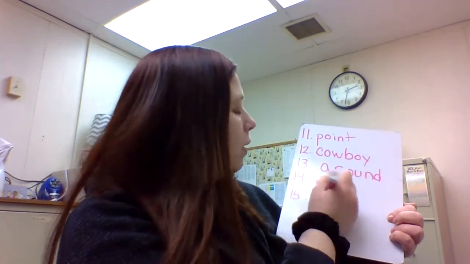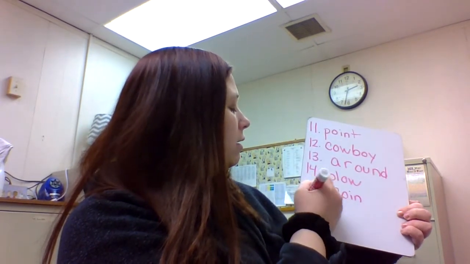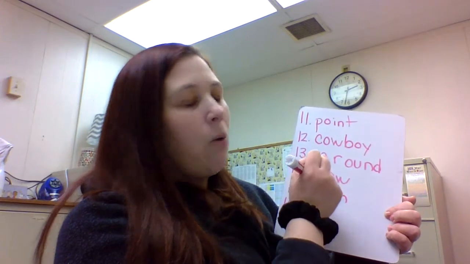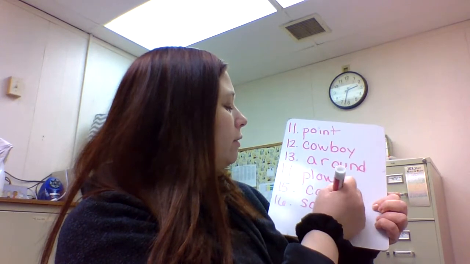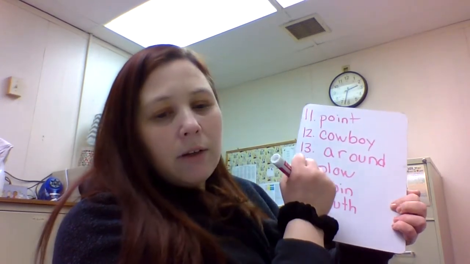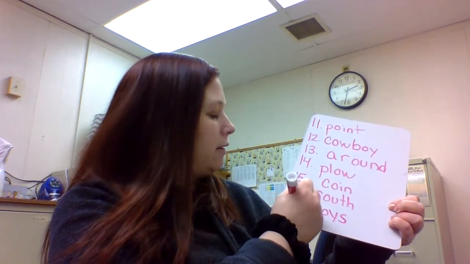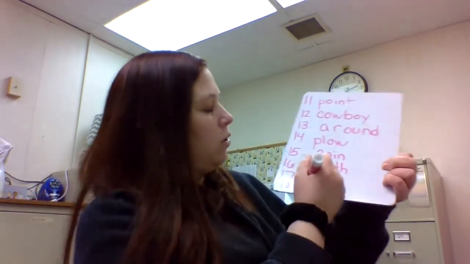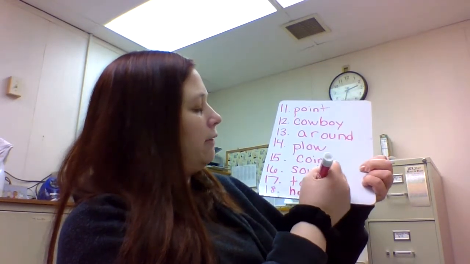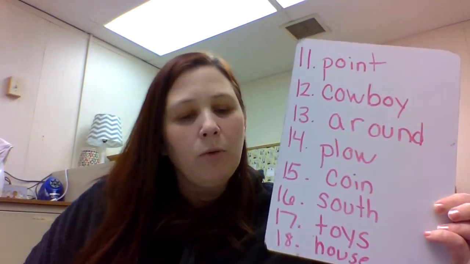Number 15, coin, our oi is in the middle of the word, so it's O-I, coin. Number 16, south, our ow is in the middle, so O-U, T-H. 17, toys, we're going to spell toy, and then oi, or oy, and then our suffix s at the end. And number 18, house. That ow is in the middle, so it's going to be ou, ow, se. All right, make sure you have all these written down before we move on to our coding.